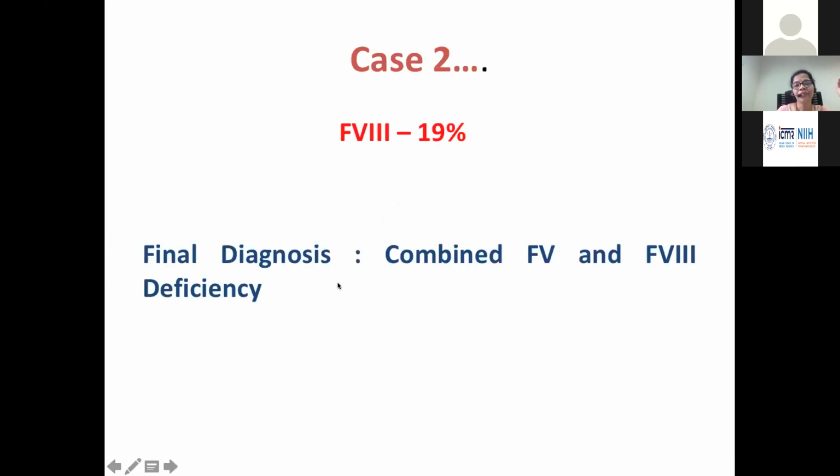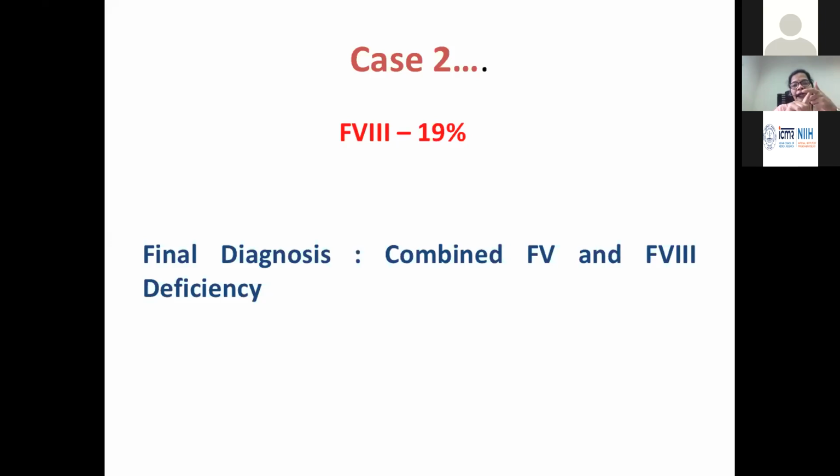So you do factor 8 because there is another condition called combined factor 5 and 8 deficiency. These are definitely rare clotting factor deficiencies, but they are there. So you go ahead, you don't give a misdiagnosis to the patient. Whenever you get a PT, APTT prolonged, and you do the common pathway factors and get a factor 5 deficiency, you do factor 8 as well because you have a condition called combined factor 5 and 8 deficiency.